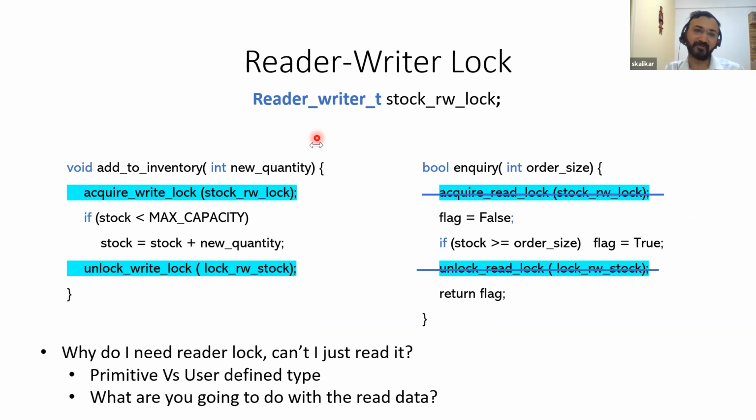And the other aspect: even if you have a primitive type, that doesn't suggest that you can go lock free. Although primitive types are there, the important thing is what you are going to do with the data which you read, right? In this case, you are just deciding whether the stock is there or not, but there might be other critical decisions based on this condition, whatever the value you read.